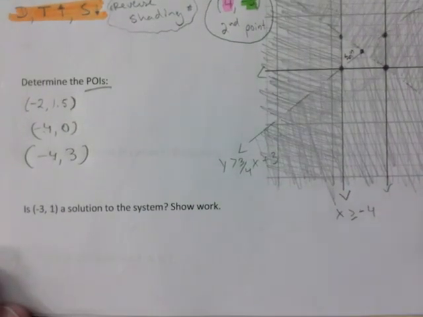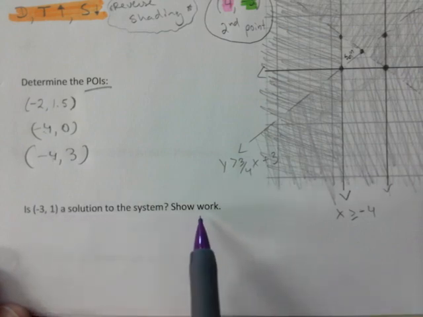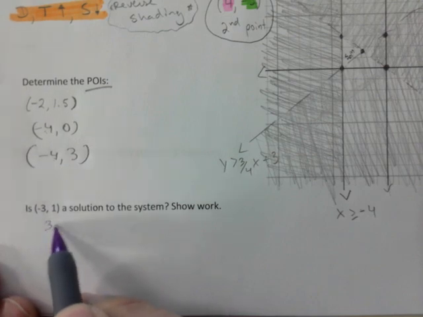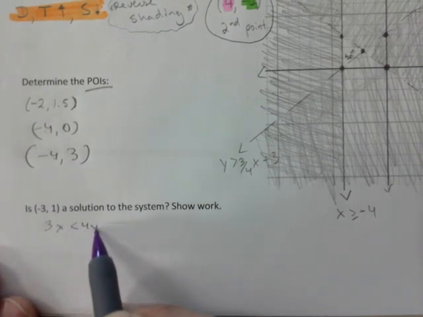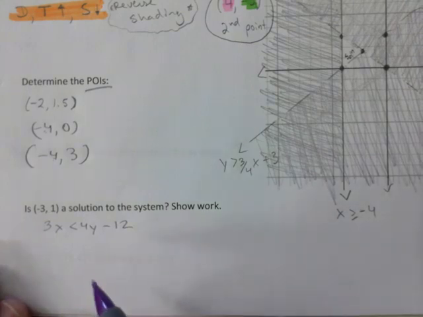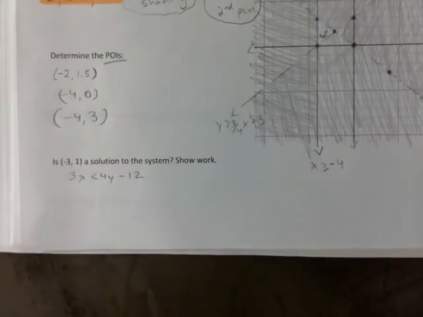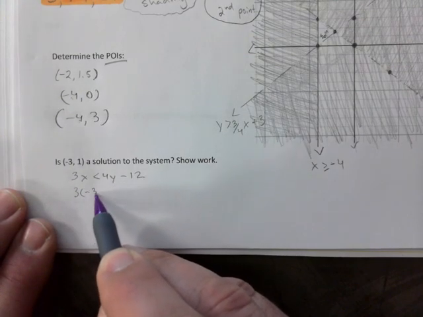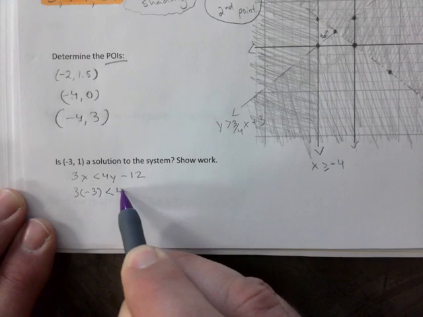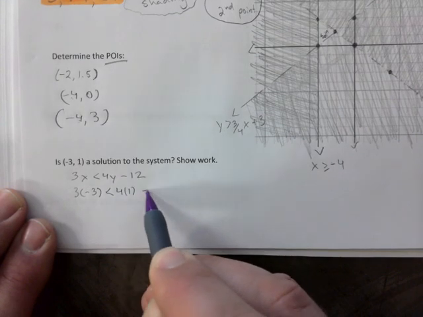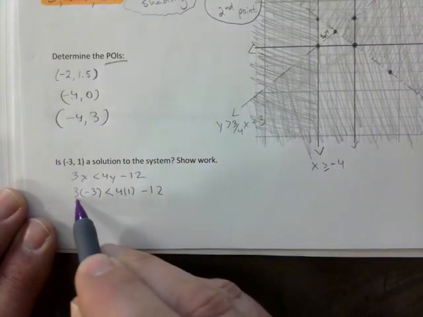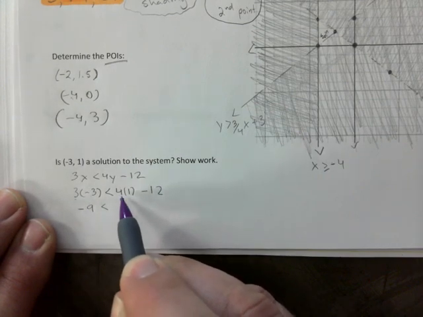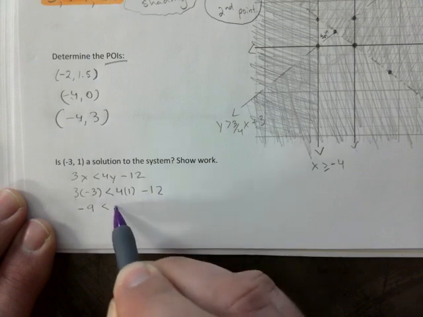I'm done after this, guys. Is -3,1 a solution to the system? Show your work. So this is what we're going to do. I'm going to go back to the original. Let me just zoom out a little bit. And I'm going to plug in -3. So 3 times -3 less than 4 times 1. I'm plugging in that point, -12. This is -9. And on the other side, you have 4 minus 12, which is -8.